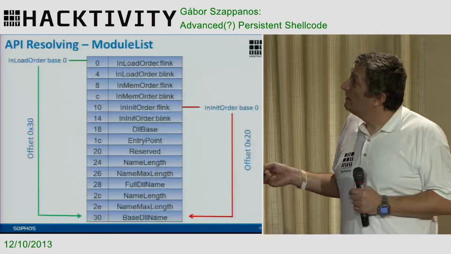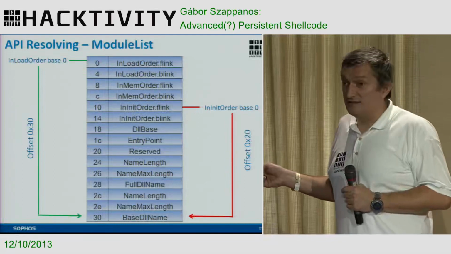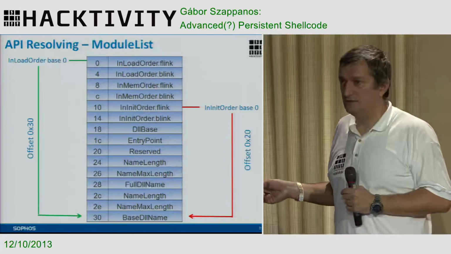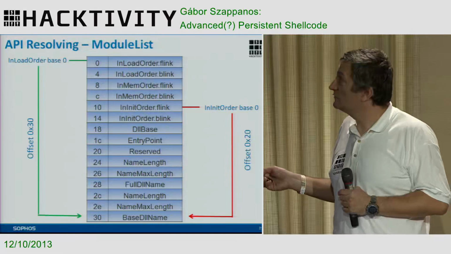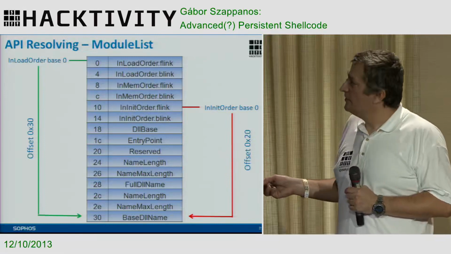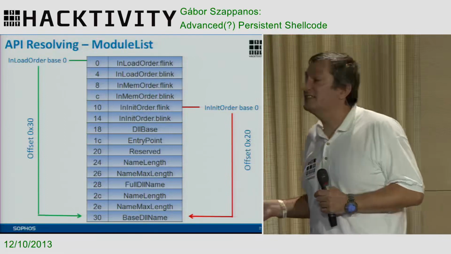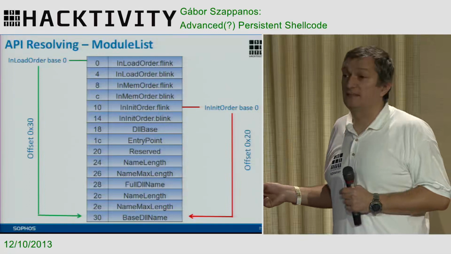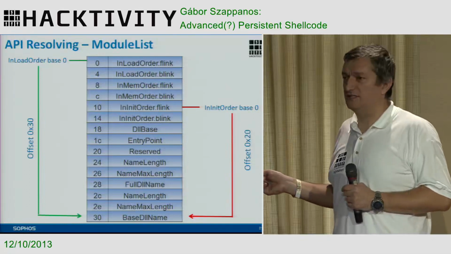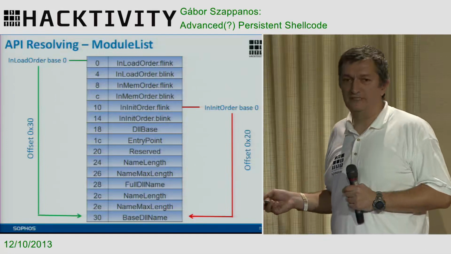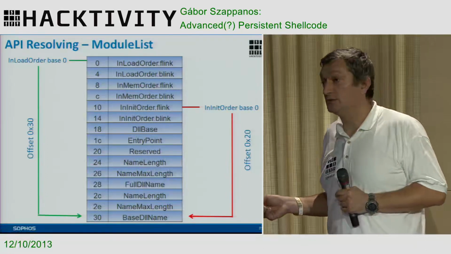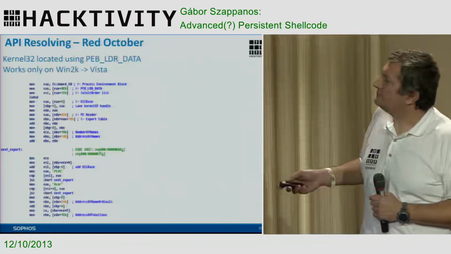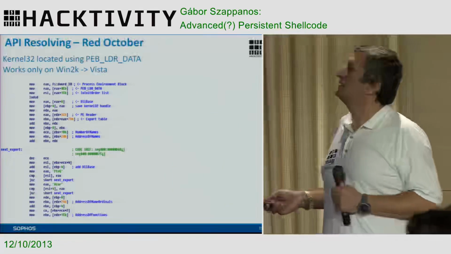Because if you are using the init order list, then the address you are receiving is not the first byte of this structure. It is going to be 10 bytes afterwards. So, for example, if you want to query the base DLL name and you are walking in the load order list, it will be at offset 30. If you are walking through the init order list, it will be at offset 20. It's a bit confusing if you are reading shellcodes and you don't understand which particular list it is using. Anyhow, let's go to the Red October case.